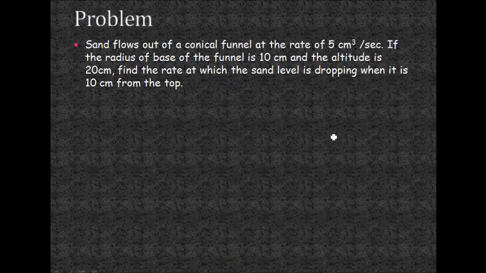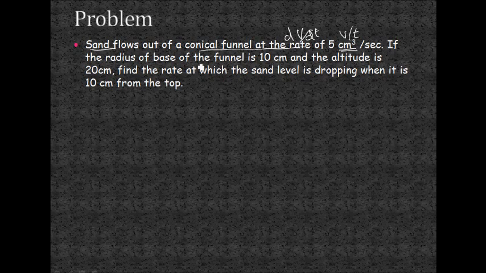So let's actually go into a particular problem. Sand flows out of a conical funnel at the rate of 5 cubic centimeter per second. So sand at the rate of, which means it's the rate of change of volume. If you are not able to identify this, you can just look into the unit and you can see this is a volume per time, right, which is rate of change of volume.